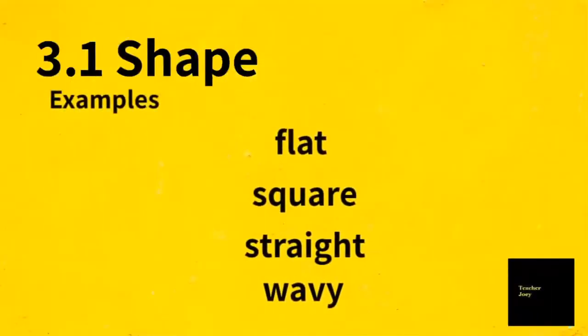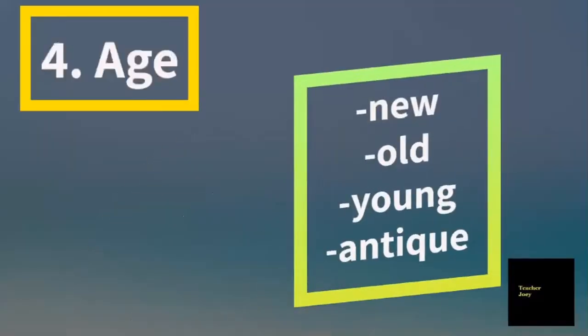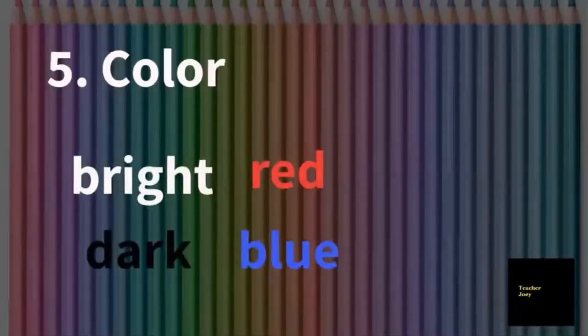Then we have the shape: flat, square, straight, wavy. Then in the fourth position, we have the age, which is new, old, young, antique. Fifth, color: bright red, dark blue.